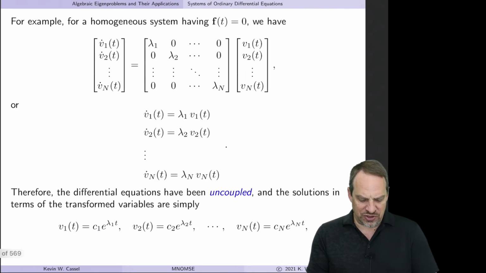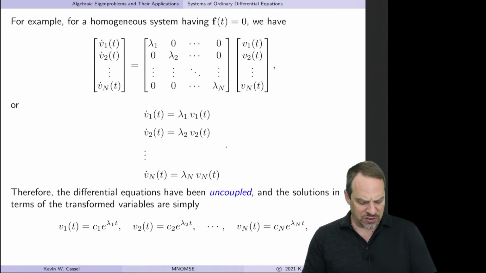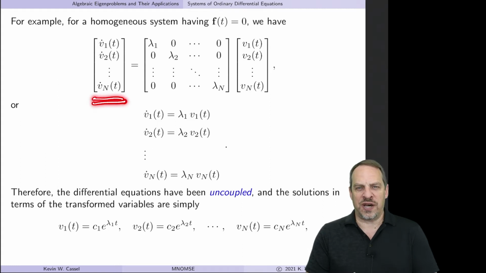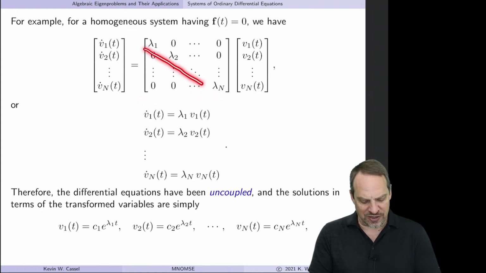So here it is. Let's look at the case where F is 0, so homogeneous, just to keep things simple for now. Writing it out in matrix form, we have our V1 dot, V2 dot through Vn dot. So that's our V vector dot, dV/dt. Here is our D matrix. That's U inverse times A times U, which is now a diagonal matrix with the eigenvalues on the diagonal, times V.